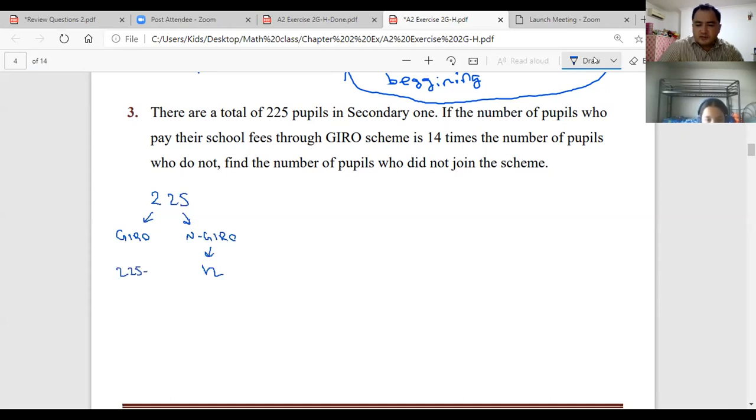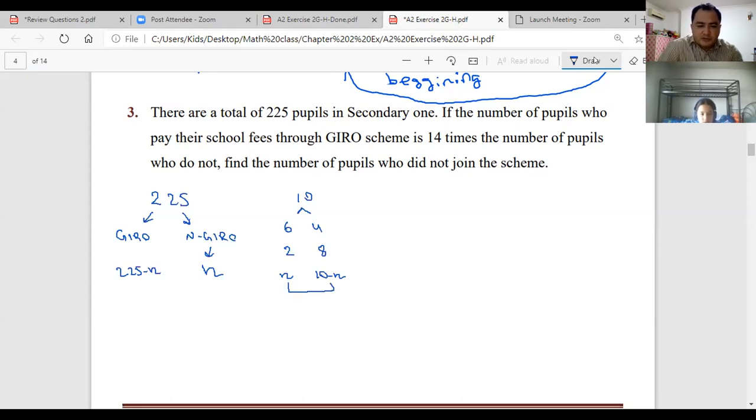225 minus N, right? This is really important because if you're talking about, let's say, 10 people, Shahina, and these people are boys and girls. If I say six of them are girls, how many of them are boys? It is four, right? You just subtract. If two of them are girls, how many are boys? 10 minus 2, that is 8. Now, if I tell you N of these people are girls, what will be the number of boys? 10 minus N, right? Yeah. Because together they form 10.